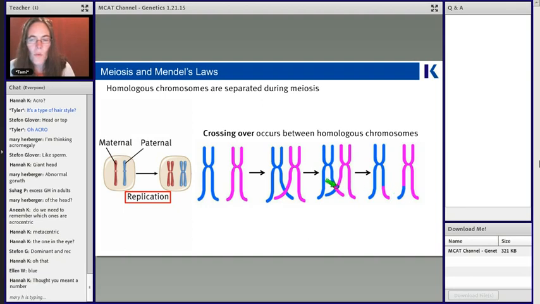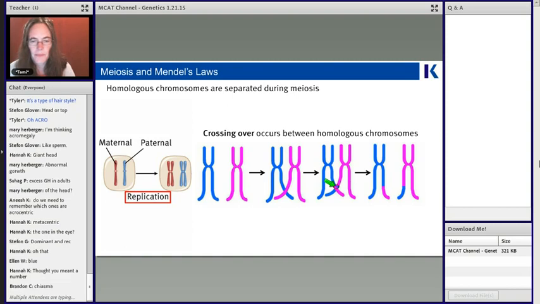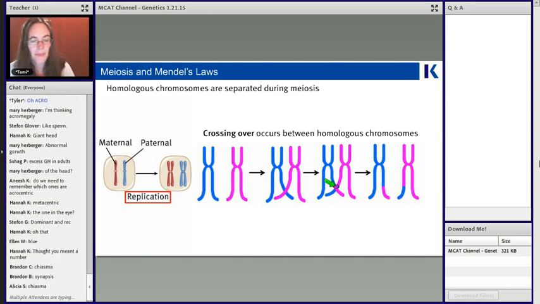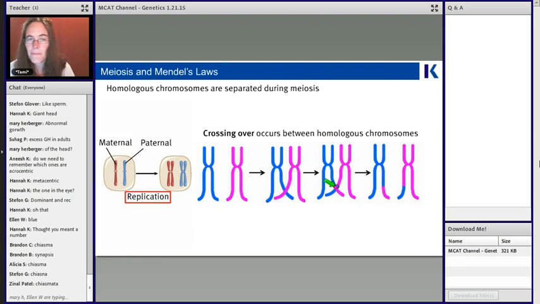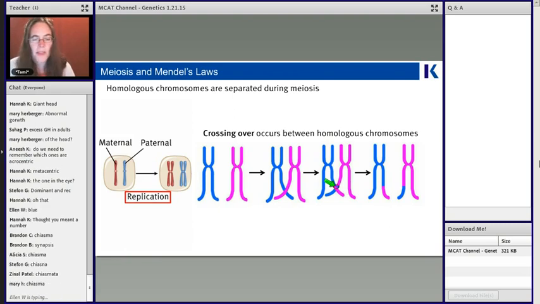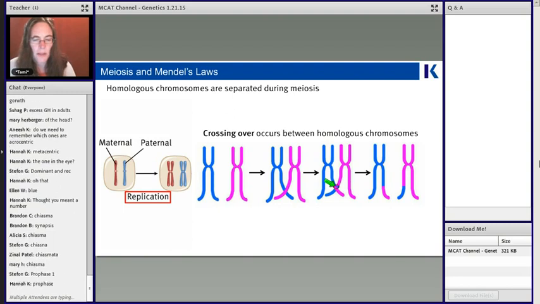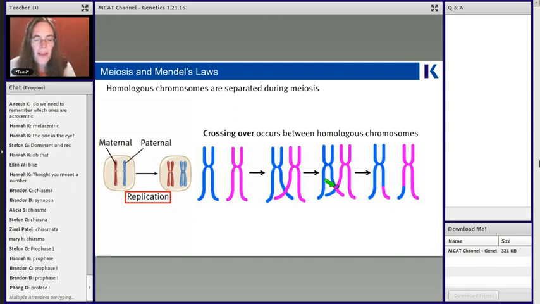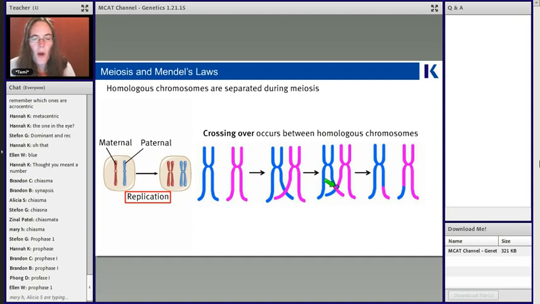One question, what is it called right here where the crossing over occurs? Ah, chiasma. That's my chiasma. Now, these are homologous chromosomes, and we have to know specifically exactly what phase in meiosis does crossing over occur. Done. Prophase 1. Prophase 1, always and only prophase 1.